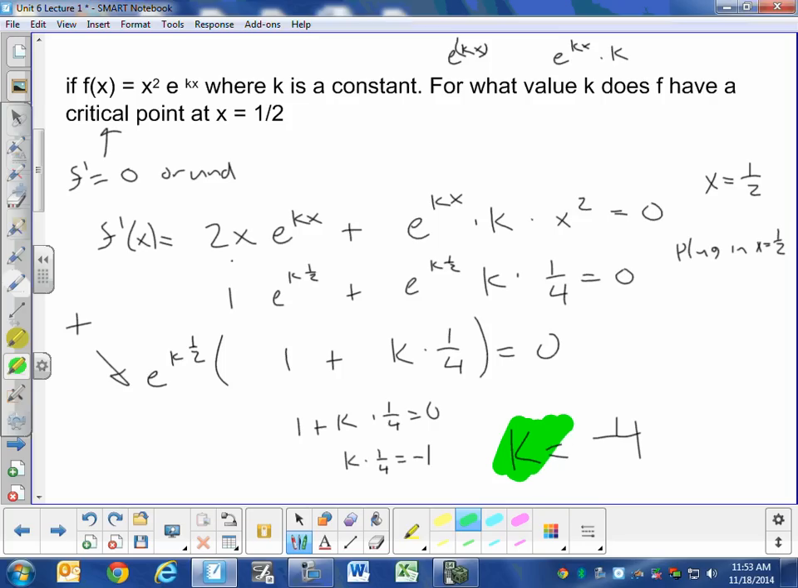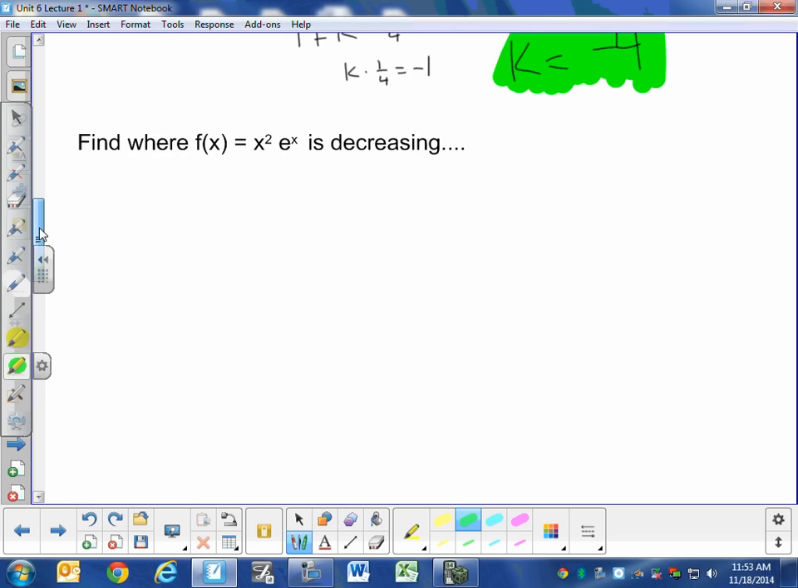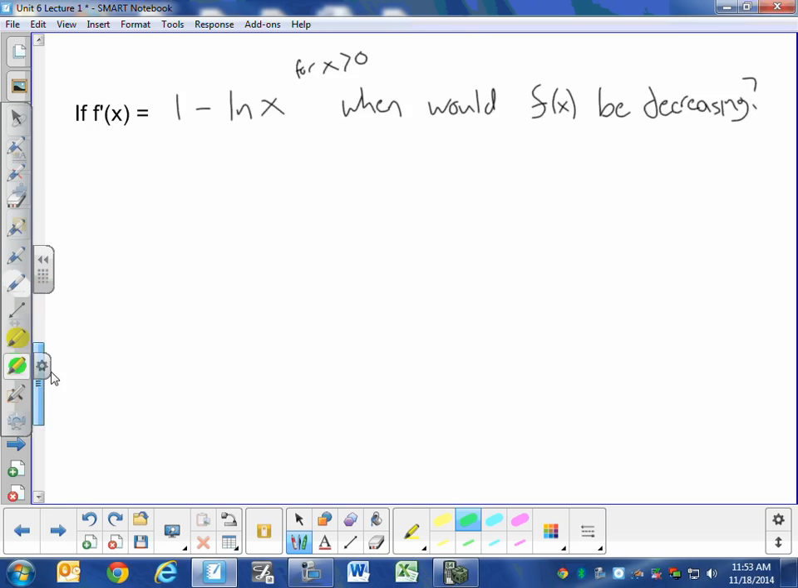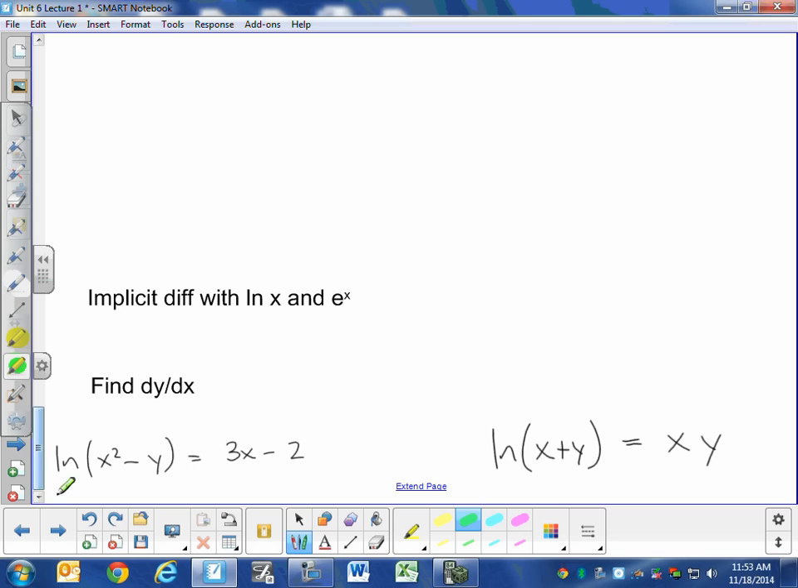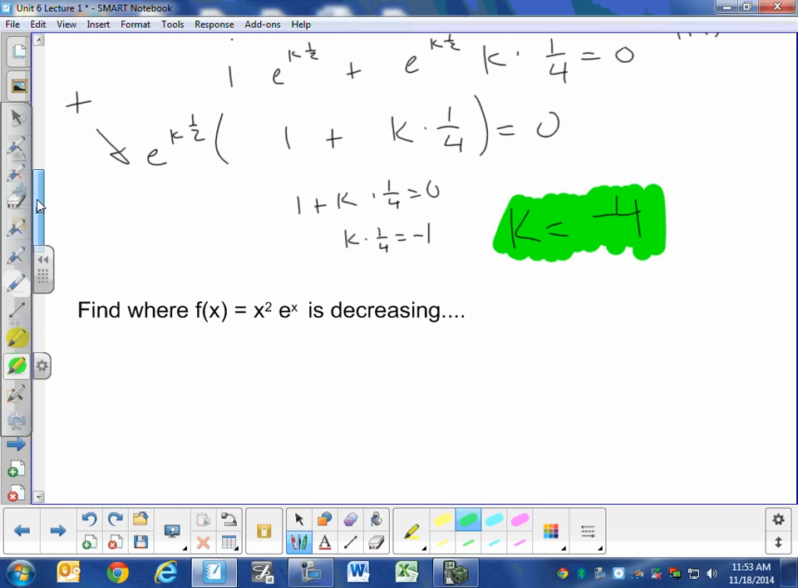You'll see questions like that on your quiz and on your test. And there are more questions that I will do that deal with finding concavity, functions increasing, decreasing, etc. I'm going to do on that. And we have implicit differentiation, which will be on the video.